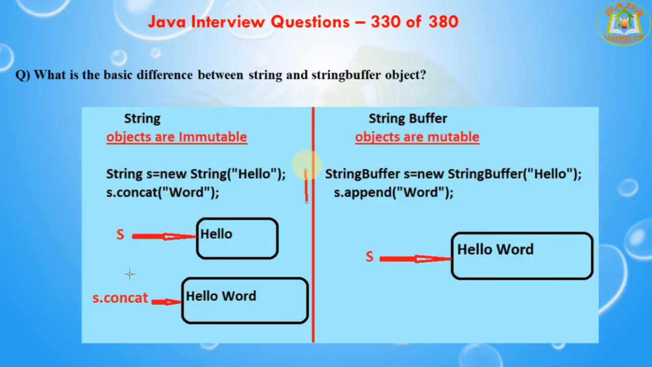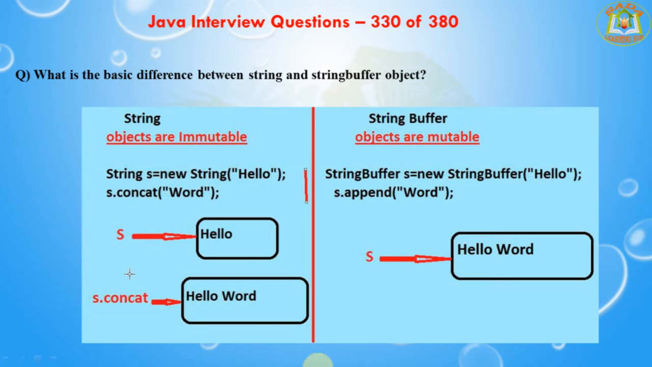The next question is, what are the basic differences between string and string buffer objects? String is an immutable object, but string buffer is a mutable object. We cannot modify string objects, but string buffer objects are modifiable and changeable.